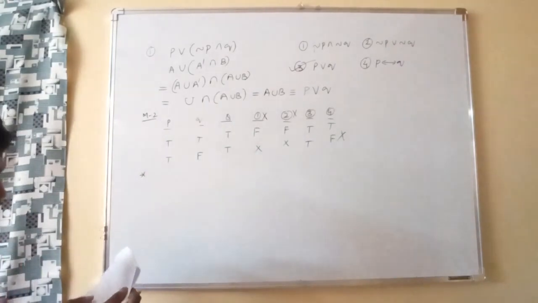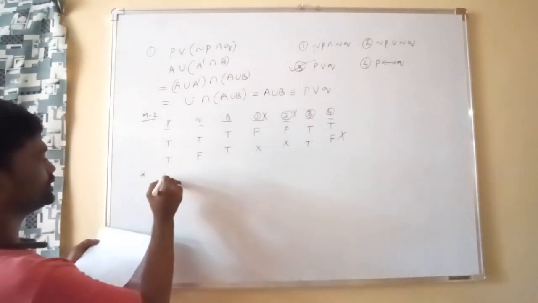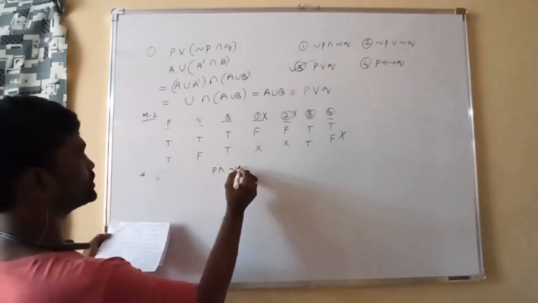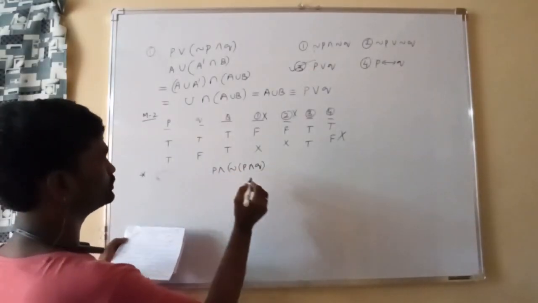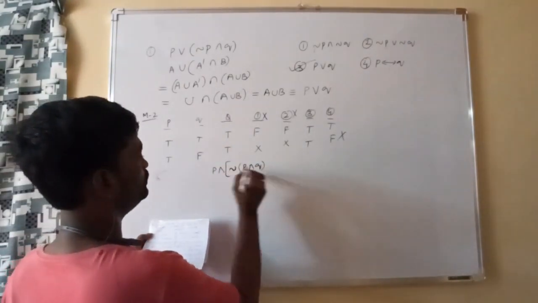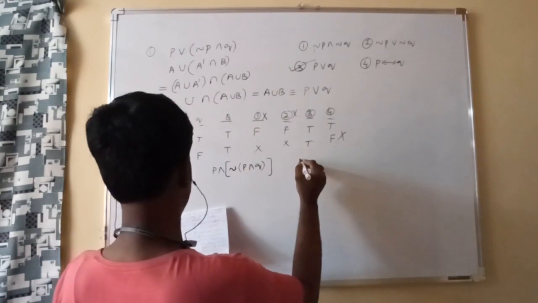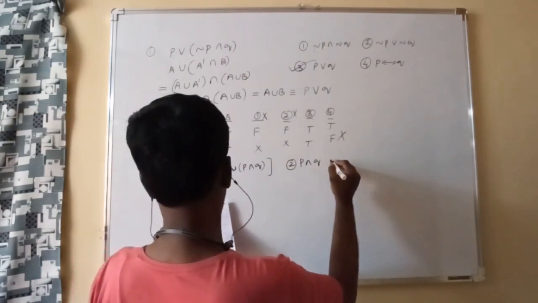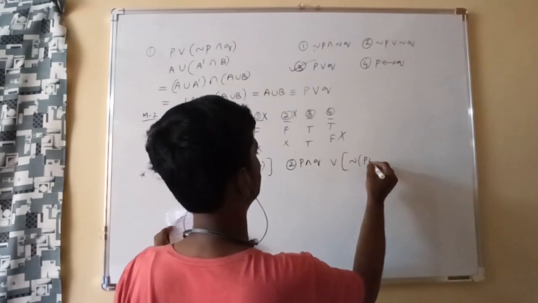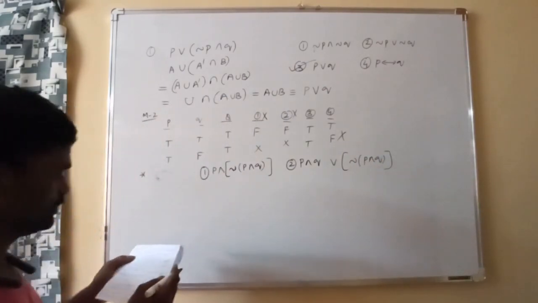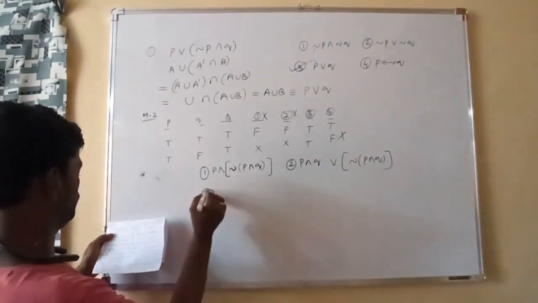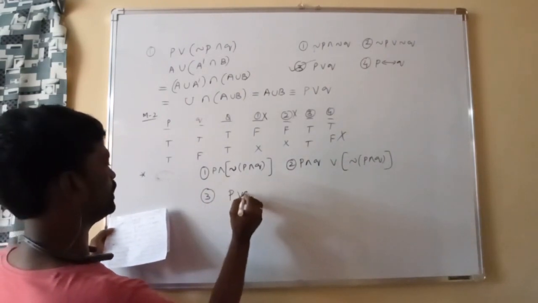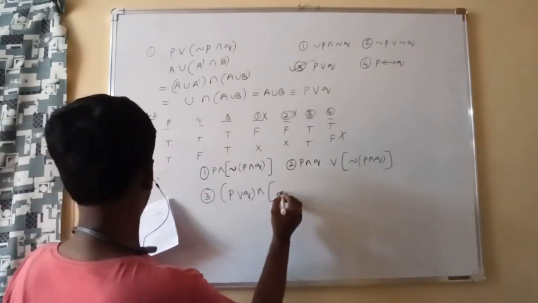Next, which of the following is a tautology? The first option is given like this: P and negation of P and Q. Next, the second option is given like this: P and Q or negation of P and Q. Next, the third: not negation, P or Q and negation of P and Q.